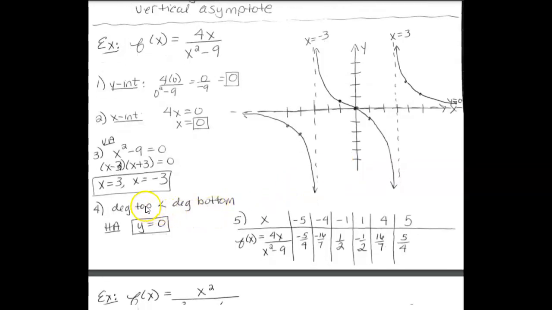Step 4, compare the degree of the top to the degree of the bottom. The numerator has a degree of 1. The denominator has a degree of 2. So the degree of the top is less than the degree of the bottom, meaning the horizontal asymptote would be y equals 0. I know you can't see it as a dotted line because it's on the x-axis, but the x-axis is a horizontal asymptote.